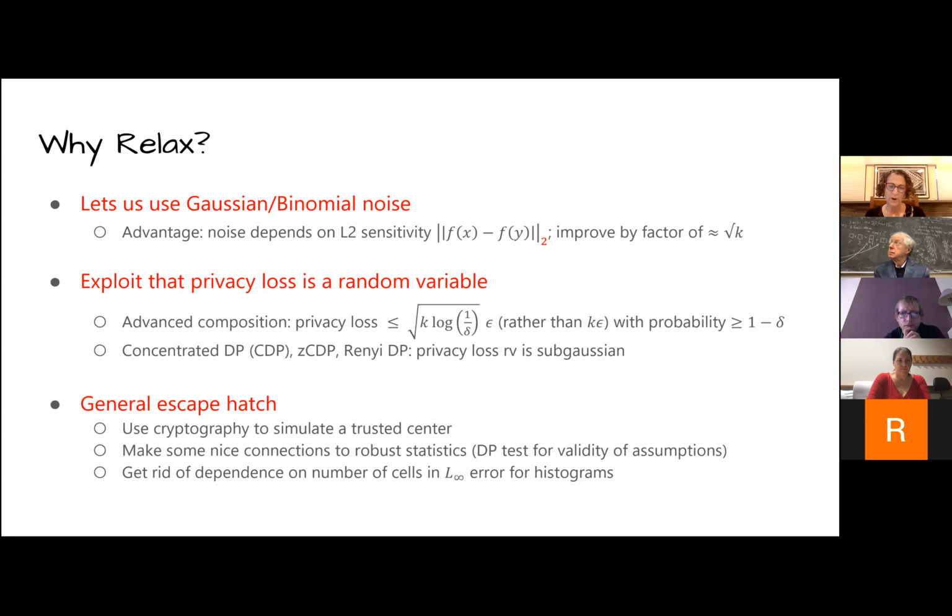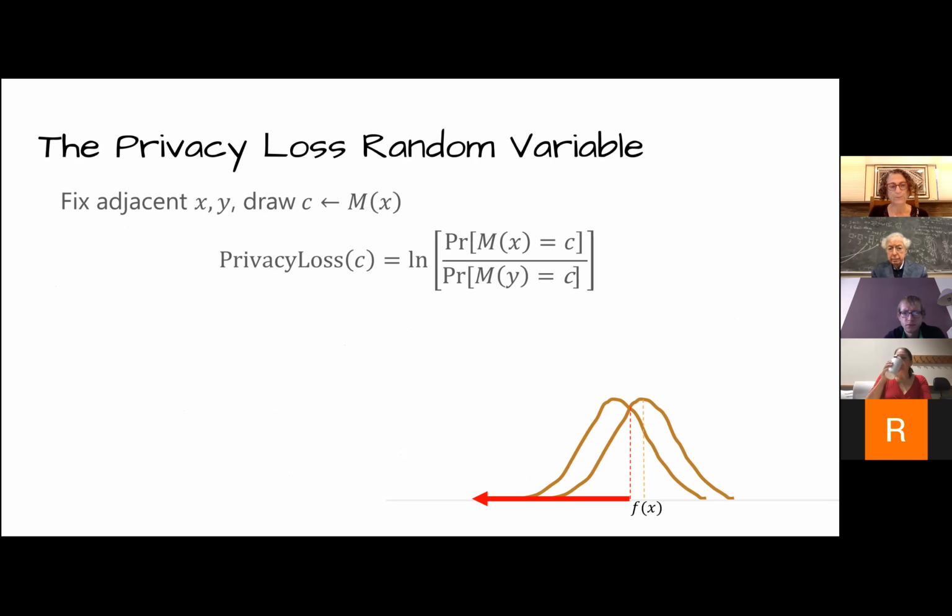Then also we can use, say, approximate differential privacy to get rid of the dependence on the number of cells if we look at the worst case error for histograms. So there are lots of nice things you can do. So now let's talk about the privacy loss random variable.